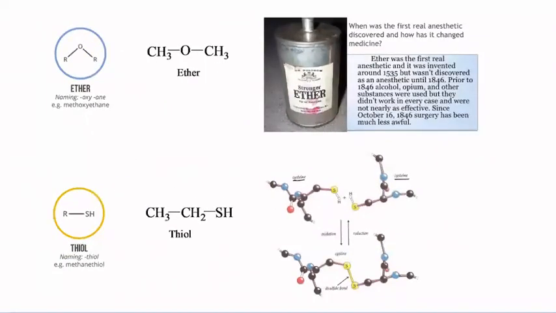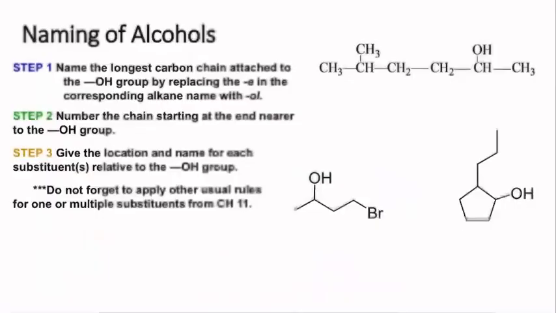Now, it is important that now that I introduced these functional groups, understand that out of these three functional groups, alcohols, ethers, and thiols, we're only going to learn how to name the first two. In other words, alcohols and ethers. So now let's move on and learn how we are going to name alcohol molecules.